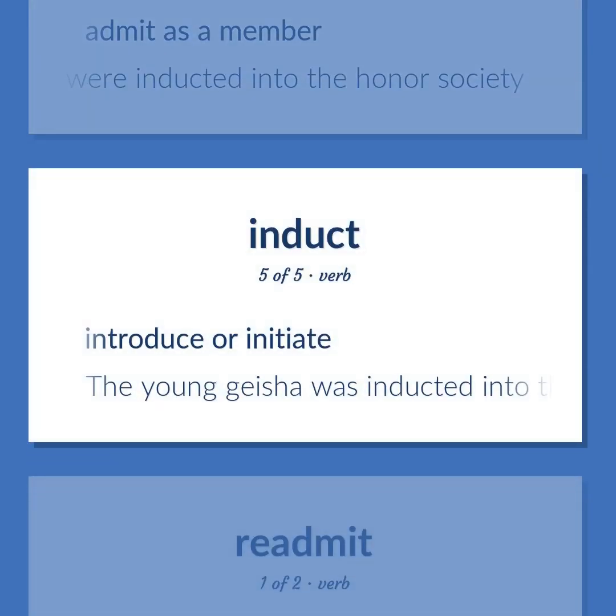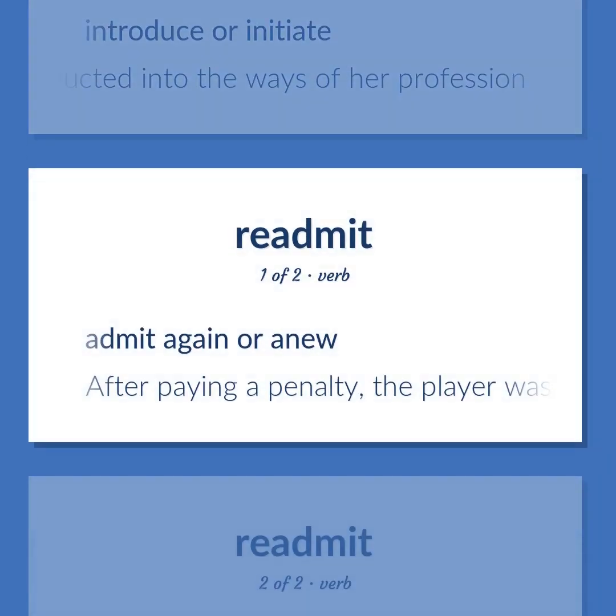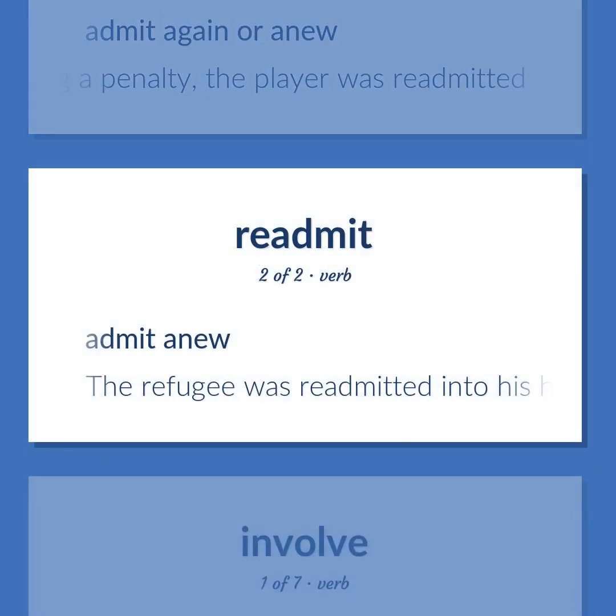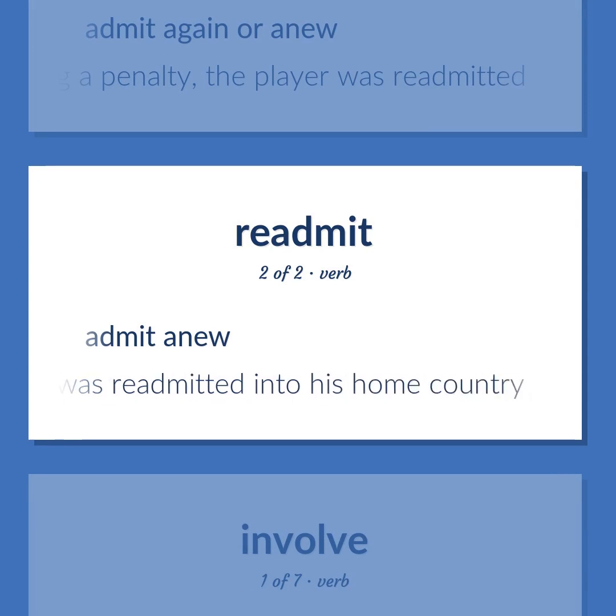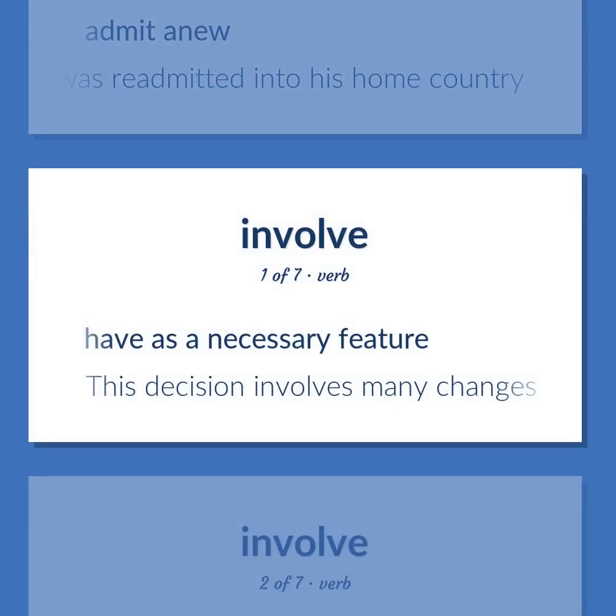Introduce or initiate. The young geisha was inducted into the ways of her profession. Admit again or anew. After paying a penalty, the player was readmitted. Admit anew. The refugee was readmitted into his home country. Have as a necessary feature. This decision involves many changes.